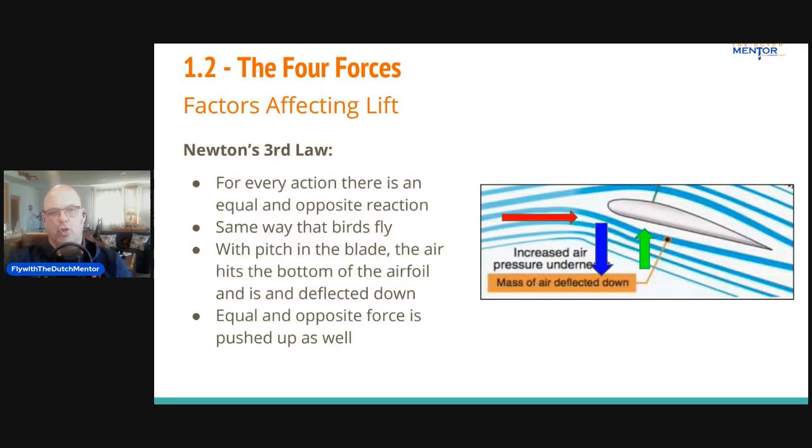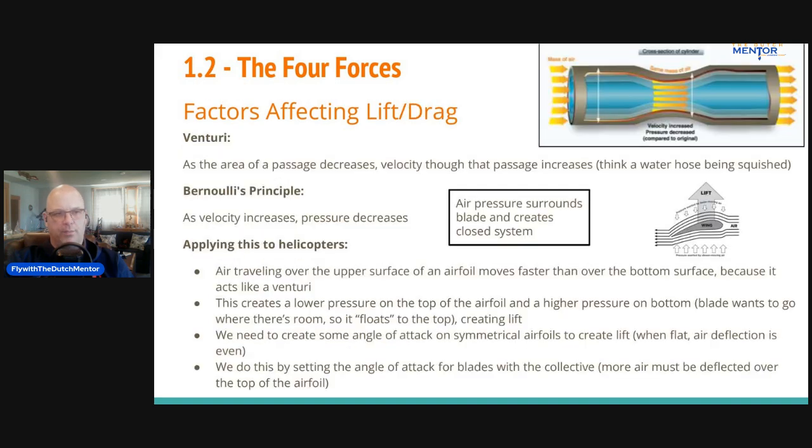So Newton's third law is, right, for every action there's an equal and opposite reaction. Same way as the birds fly. It's no different, and that's what we all learned it from, right? With the pitch in the blade, the air hits the bottom of the airfoil, and it's deflected downward. Because it's deflected downward, it also gives an equal and opposite reaction upward. But that's only a small component of the lift that we're experiencing, right?